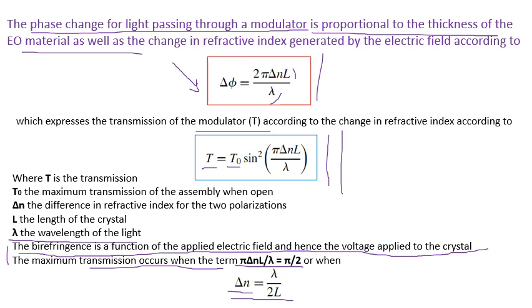So here, this Δn is equal to λ by 2L. So the change in refractive index is directly proportional to the wavelength and inversely proportional to L, the thickness. If we substitute this value here, then we get π/2, and at this condition we will have maximum transmission through the crystal.